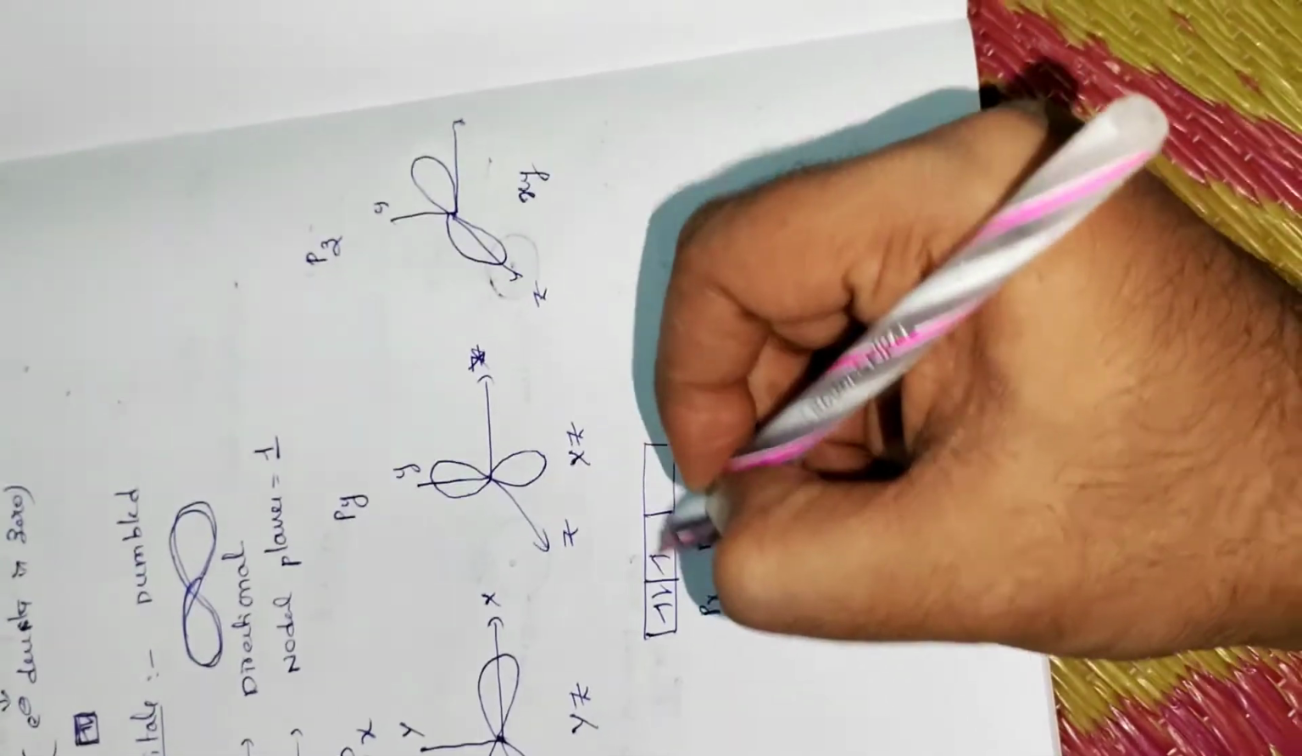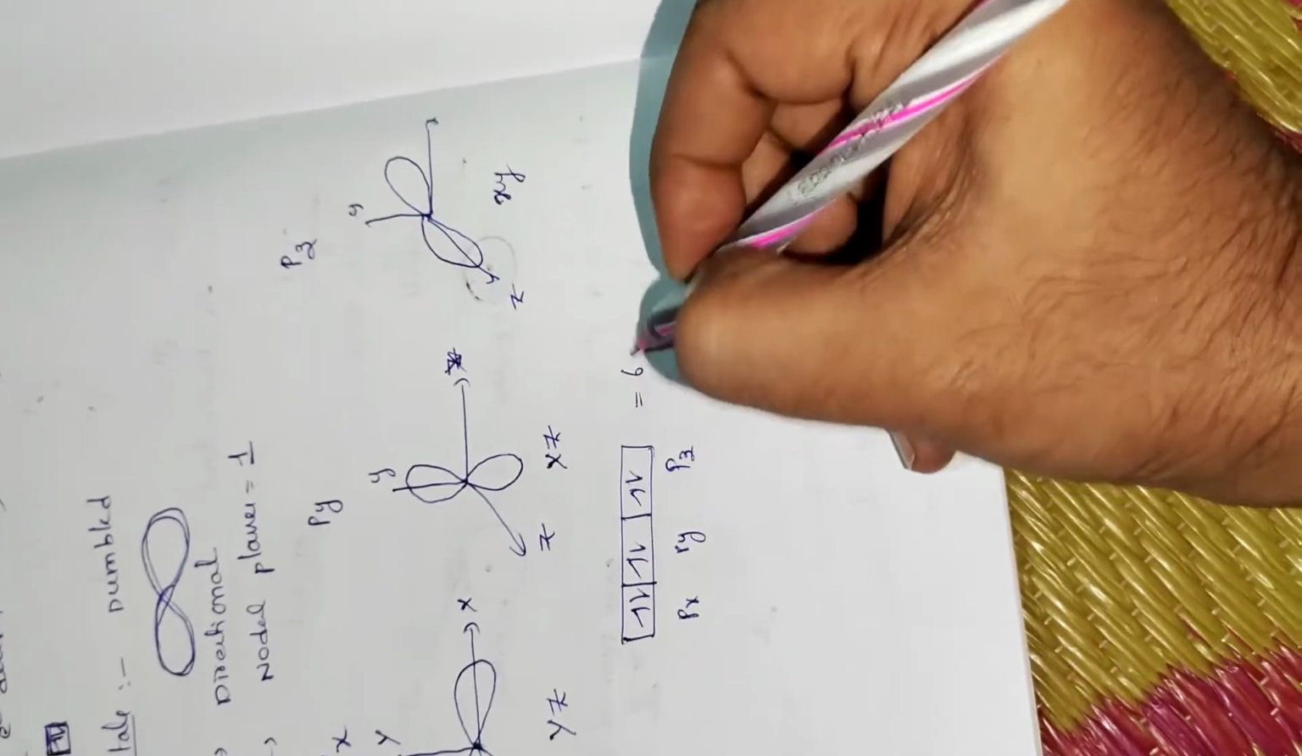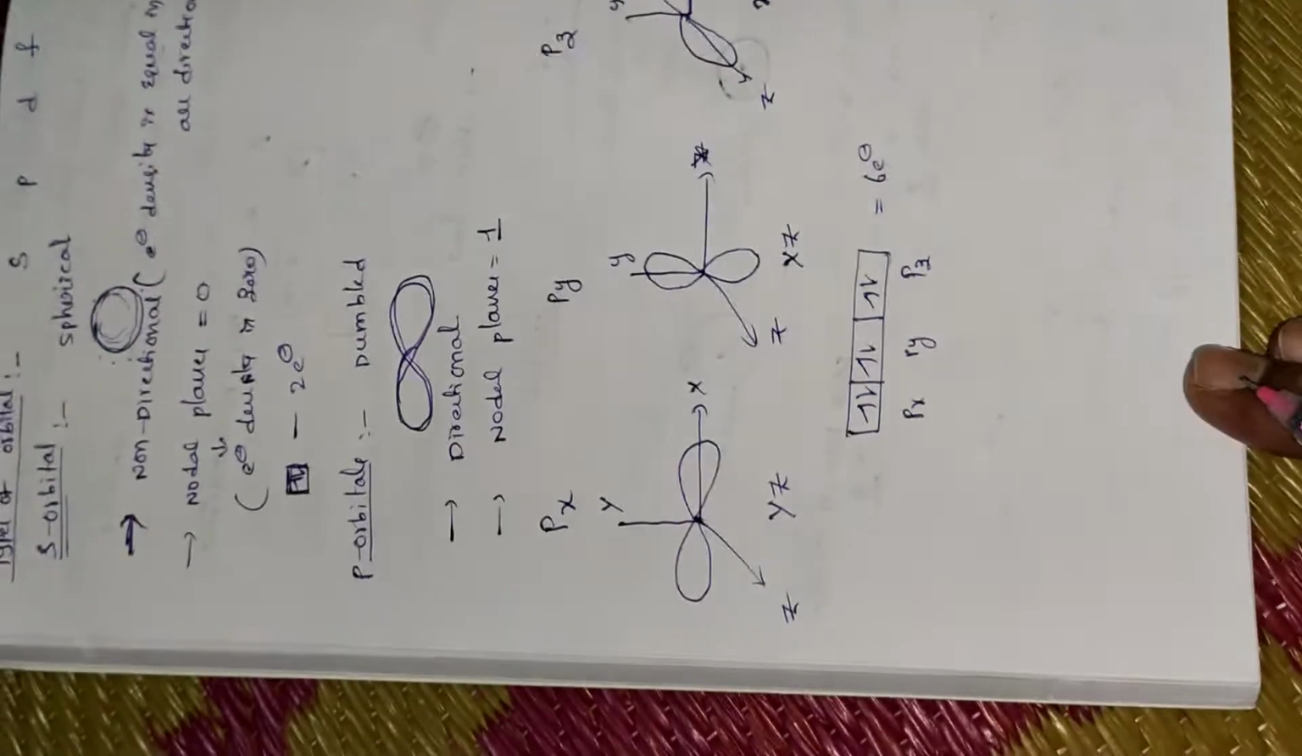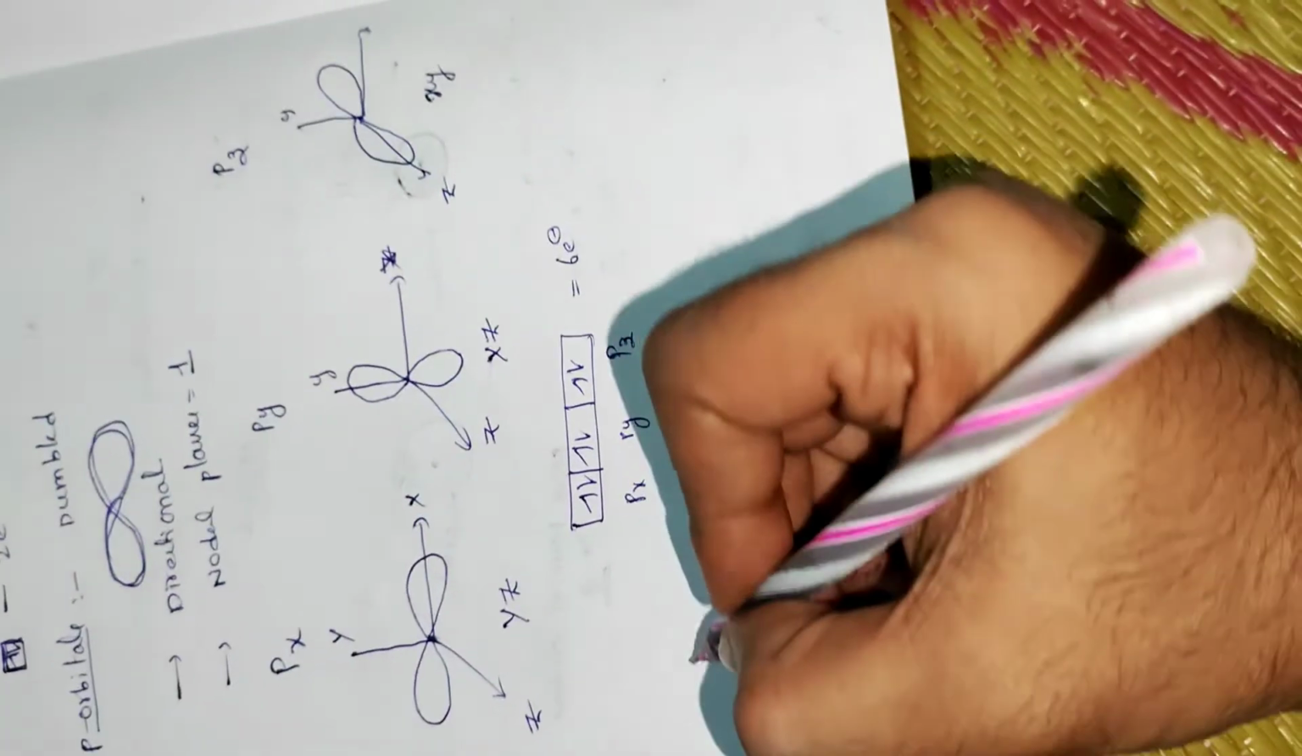Maximum number of how many electrons? 6 electrons can be filled in the p orbital. In the s orbital, maximum number of how many electrons? 2 electrons. Next, the d orbital.